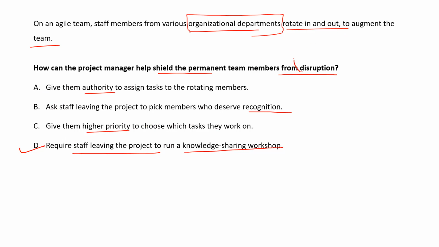Disruption is what? You don't want to get disturbed, and you don't want to miss all the things that have happened in the project. So knowledge sharing workshops will mitigate the risk that even if they are leaving, they can give their knowledge, so the other team members can respond accordingly or increase their knowledge. So D was the correct answer. It's not about priority, it's not about leaving.